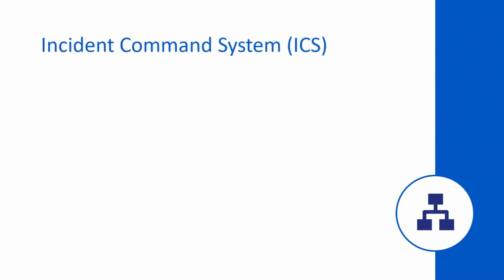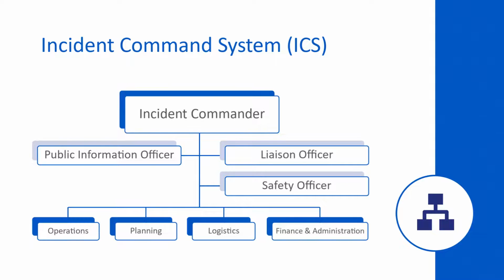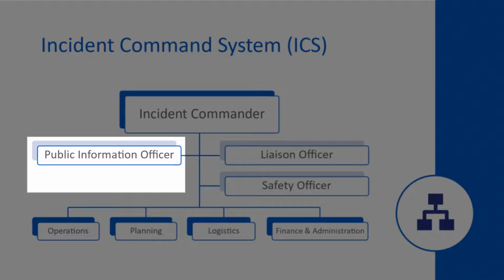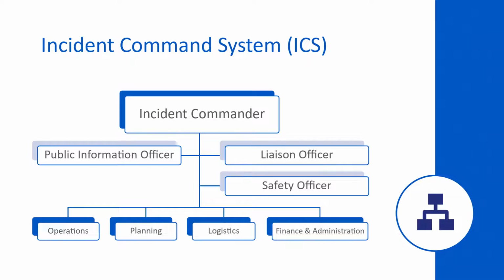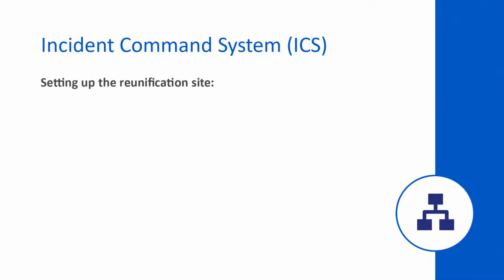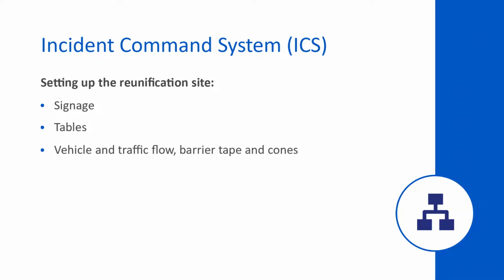The Incident Command System, or ICS, established between district officials and first responders, creates an overall structure to manage reunification. Within the ICS framework, roles and responsibilities will be established for the reunification team and their community partners. The plan should identify a district representative as a public information officer. This person serves as a primary spokesperson during the reunification. Other roles may include setting up the reunification site signage, tables, vehicle and foot traffic flow, barrier tape, and cones.